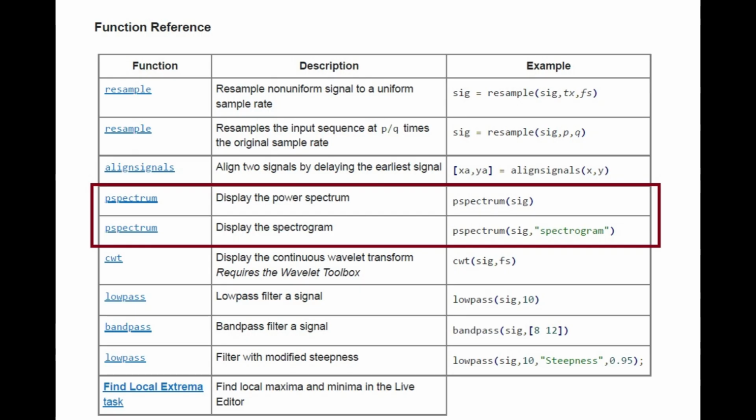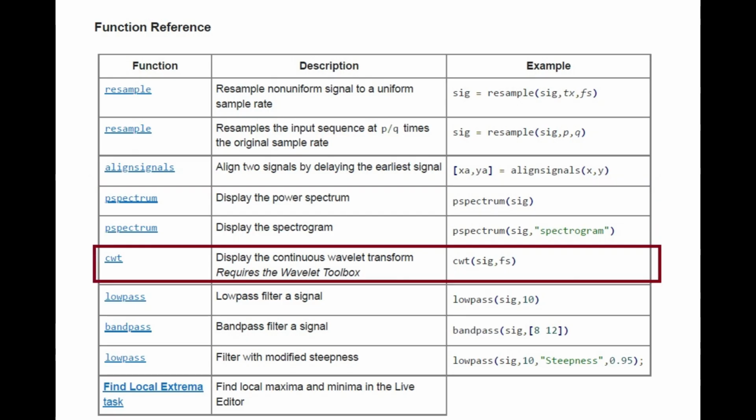Example: pspectrum(sig, 'spectrogram'). Explanation: a spectrogram provides a time-varying frequency analysis of the signal. It's useful for signals whose frequency content changes over time, like radar or communication signals.